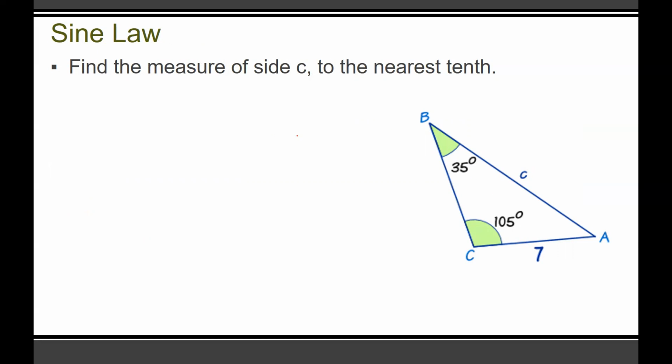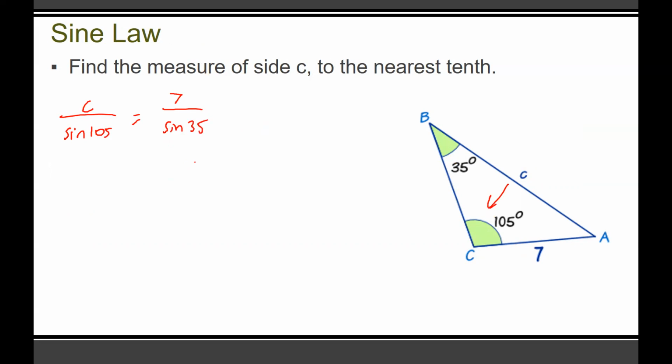Side C, of course, is this one right here. Sine law is all about making opposite pairs. So we'll say C over sine of the angle opposite it, so sine 105. This is going to equal another side, ideally one that's known, so 7, divided by sine of the angle across from that, which would be sine 35.